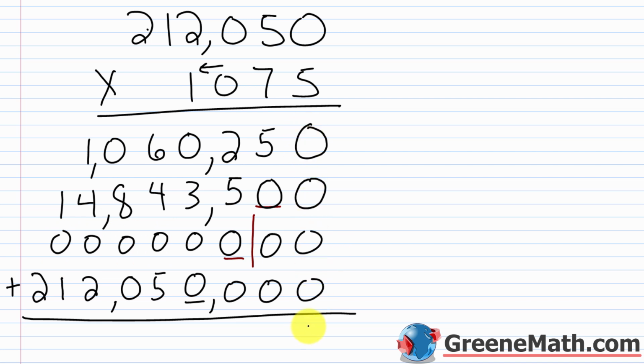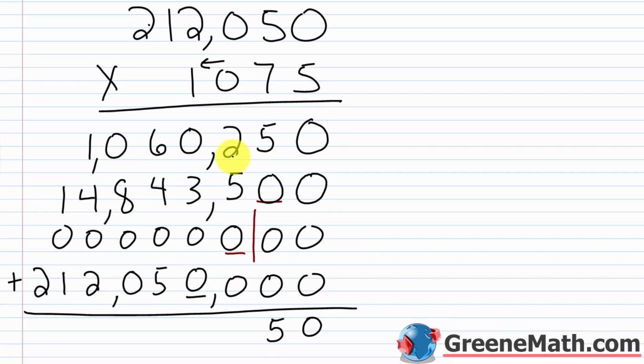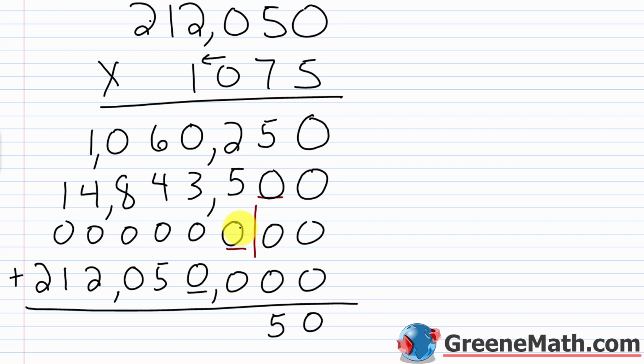So coming straight down, I have a 0. Then I have 5 plus 0 plus 0 plus 0, that's 5. Then I have 2 plus 5, that's 7. Then plus 0 plus 0, that's 7. Then I have 0 plus 3 plus 0 plus 0, that's 3. Then I have 6 plus 4, that's 10. Plus 0 is still 10. Plus 5 is 15. So put a 5 down, carry the 1.